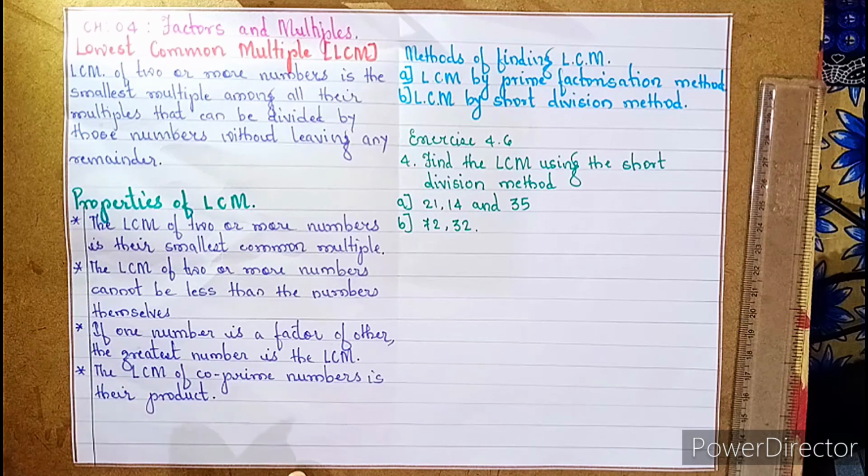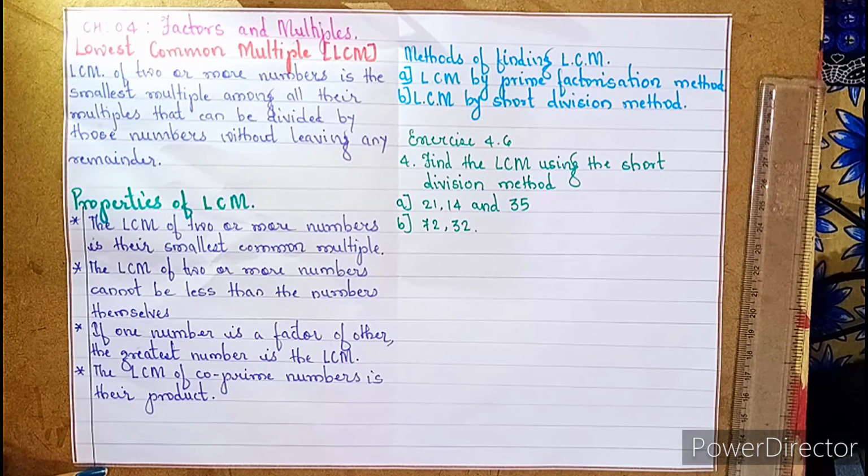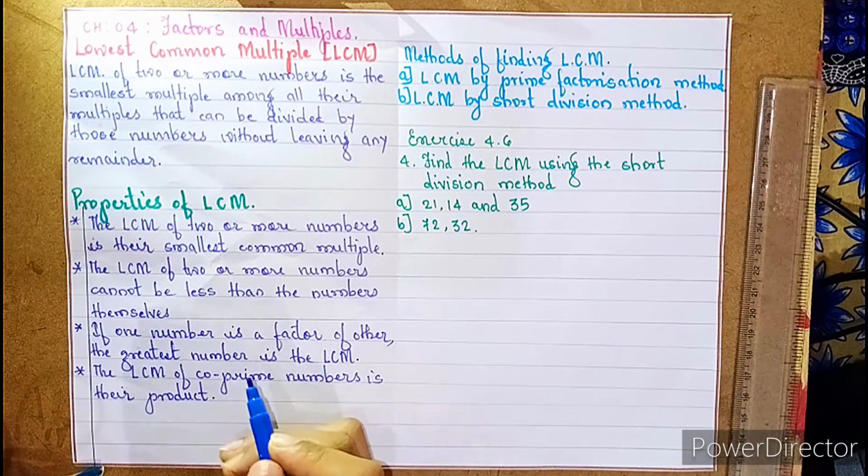Lowest common multiple, that is LCM. LCM of two or more numbers is the smallest multiple among all their multiples that can be divided by those numbers without leaving any remainder. So, these concepts you have learnt in the previous class. During revision also I had taught you how to find LCM. Now let's see the properties of LCM.